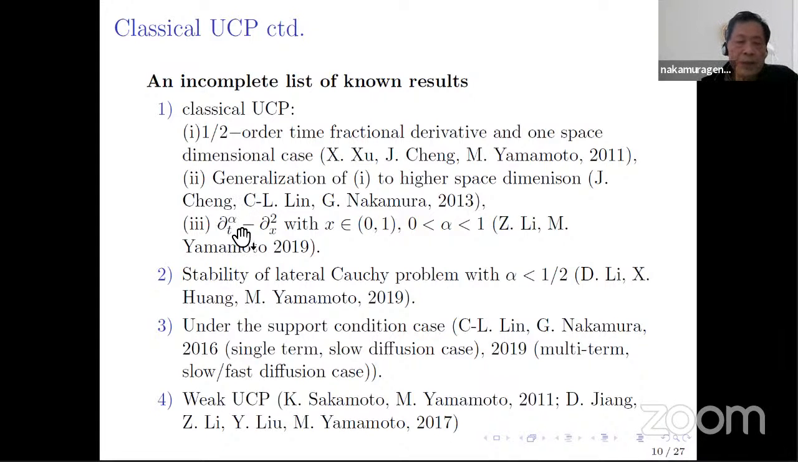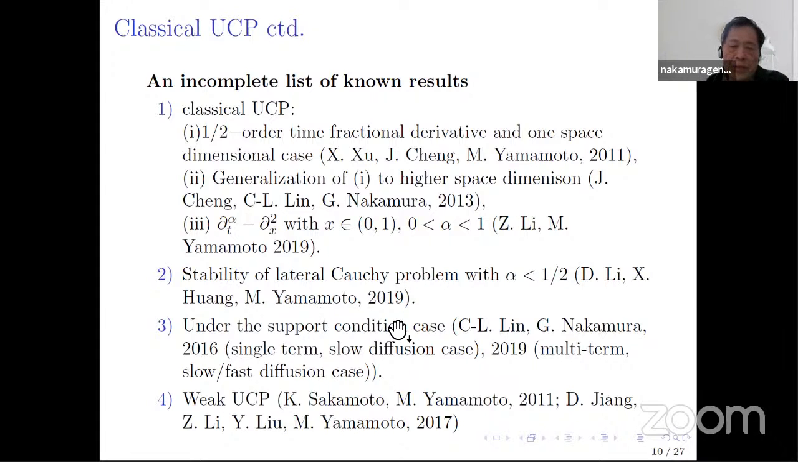For more general order for the time fractional derivative, the order alpha between 0 and 1, but for the one space dimensional case, the classical UCP was given by Lee and Yamamoto. Also, the stability of the lateral Cauchy problem for alpha smaller than 1/2 was given by Lee, Wan, and Yamamoto.